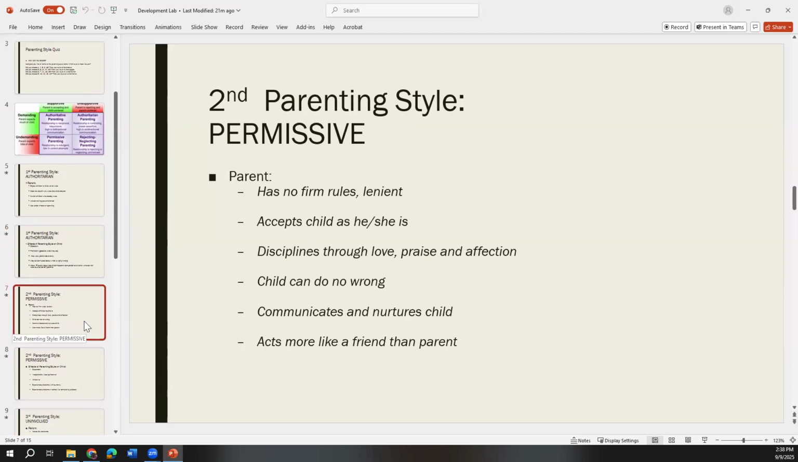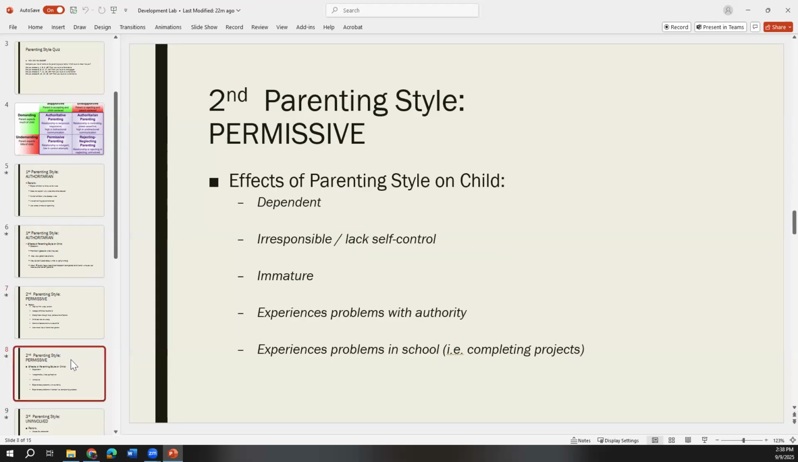Permissive parents are the ones who have no firm rules. They have no demands or expectations and just basically come from a point of all that people need is love. A lot of times this is a knee-jerk reaction to people who were raised in really strict homes. They say, oh, I'm not going to raise my child that way because my parents were so harsh on me. I'm just going to love my children. They act more like a friend than a parent. The result is children who have a lack of self-control, are very immature, have problems with authority, oftentimes get into trouble, and have difficulty completing projects. So it's not the case that love is all that a child needs.